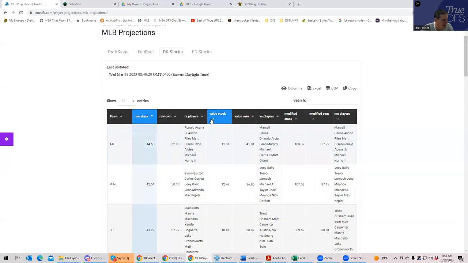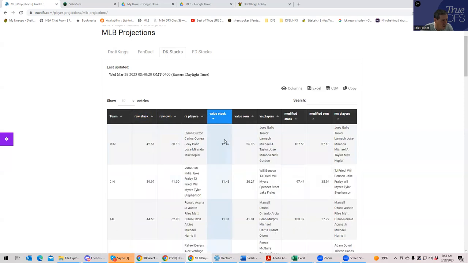Now, this next group, value stack, what this does is it takes the top five point-per-dollar players, and it creates a stack out of those five players. So you might see different players in the value stacks than in the raw stack players. And you rate them by value stacks. It's basically point per dollar. And likewise, value ownership, again, it just takes the top five projected point-per-dollar players in a stack, and it sums up their ownership. But don't worry, we're going to get to how to analyze this in a minute.